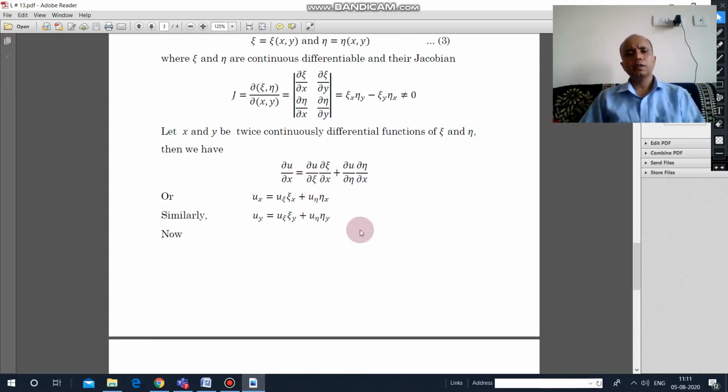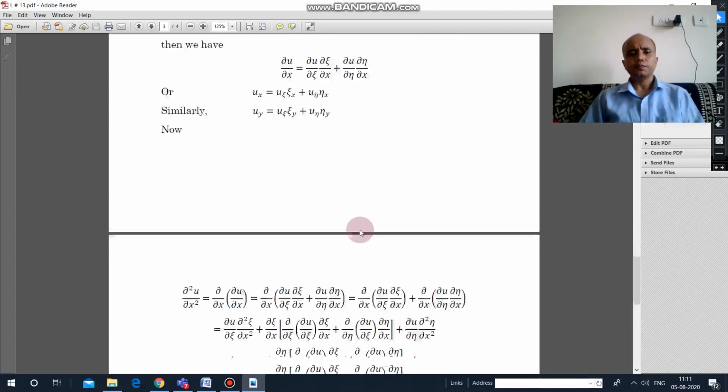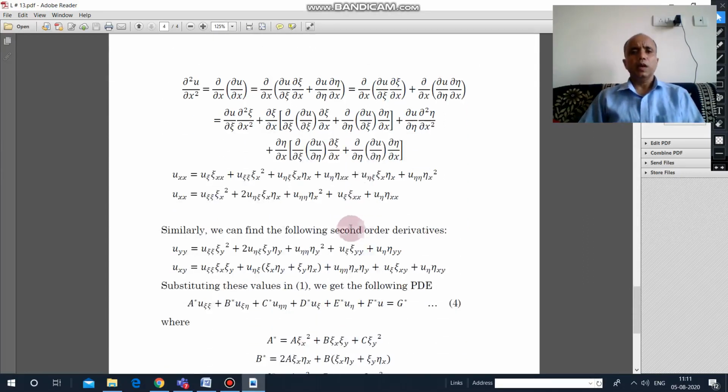Now the important thing is the second order derivative, which I will tell you. And this is very important. You should know how we are going to calculate it, because for the future purpose we will use these derivatives and these values. Clear? So del square u by del x square, how can we write it? We can write it del by del x, del u by del x. Clear?